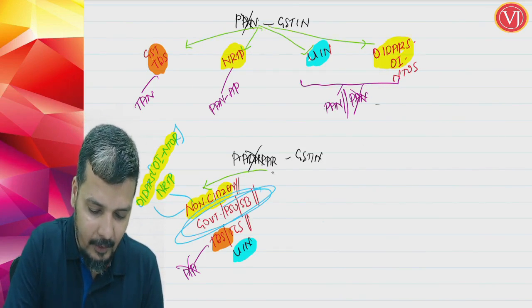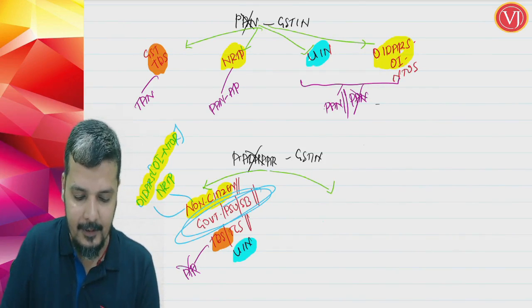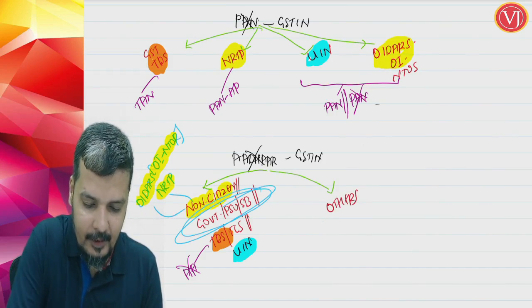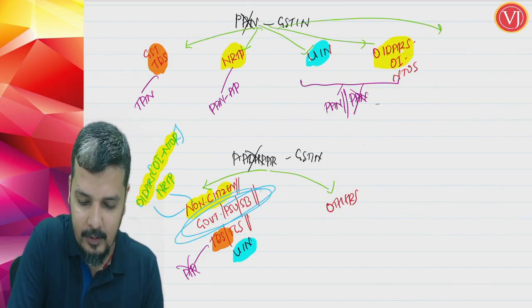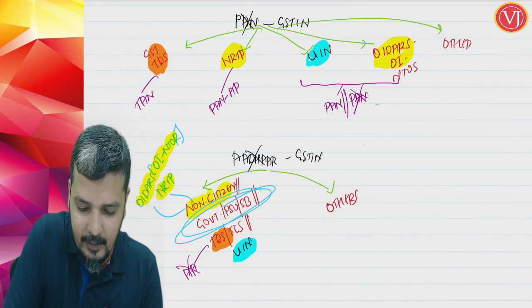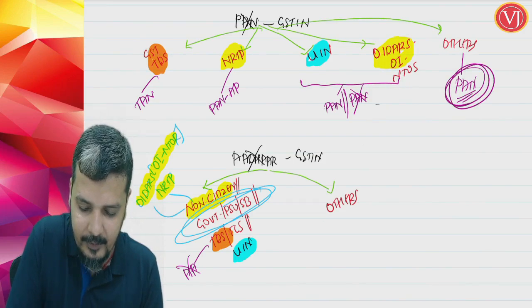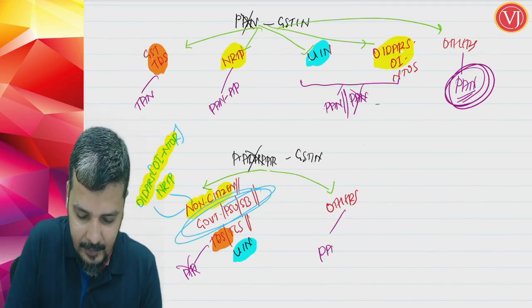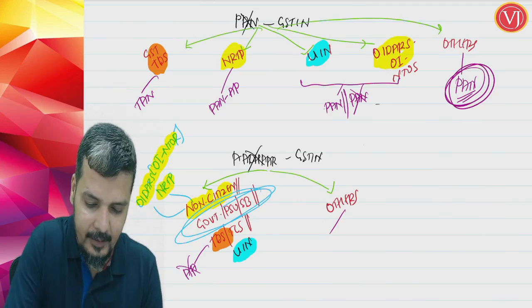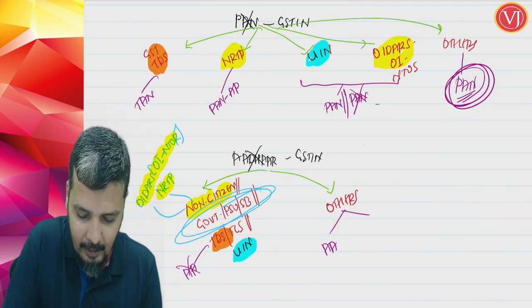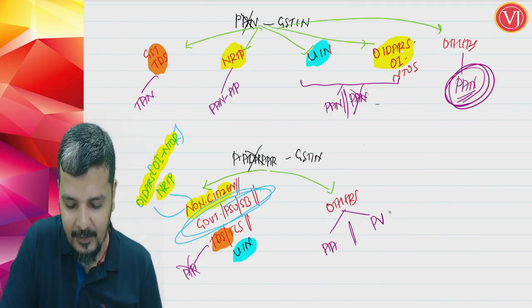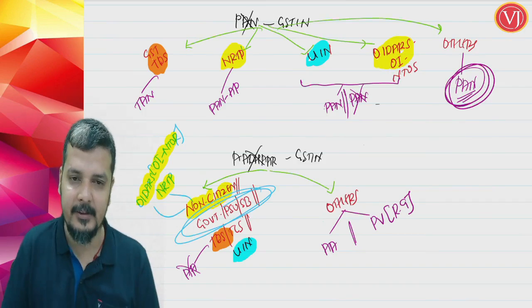Now the difference is for others. In the previous case it was very clear that for others PAN is a must. Here for others you have two options: either link your Aadhaar, or you have an alternative means. There can be physical verification of premises in terms of Rule 9. So there is a difference.